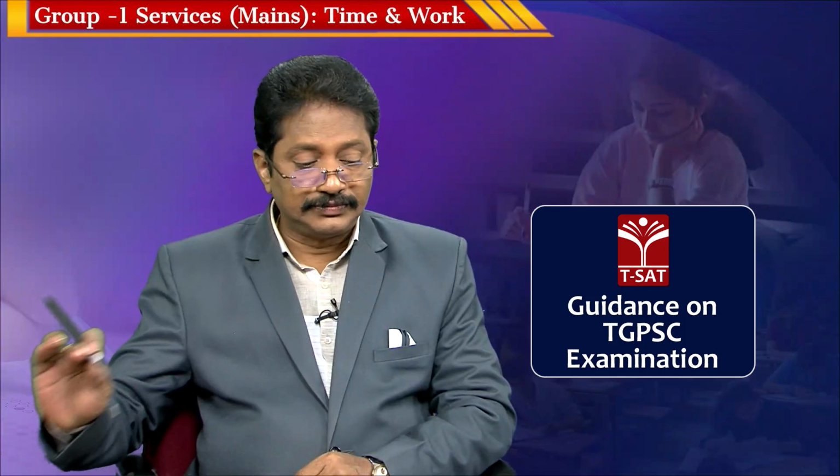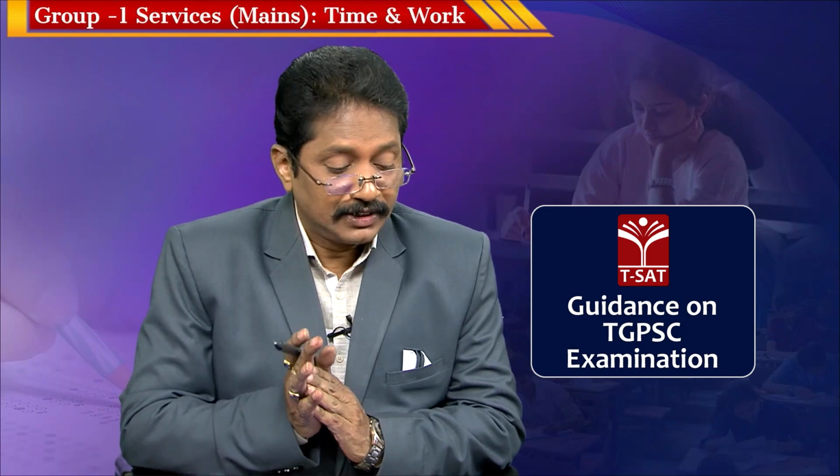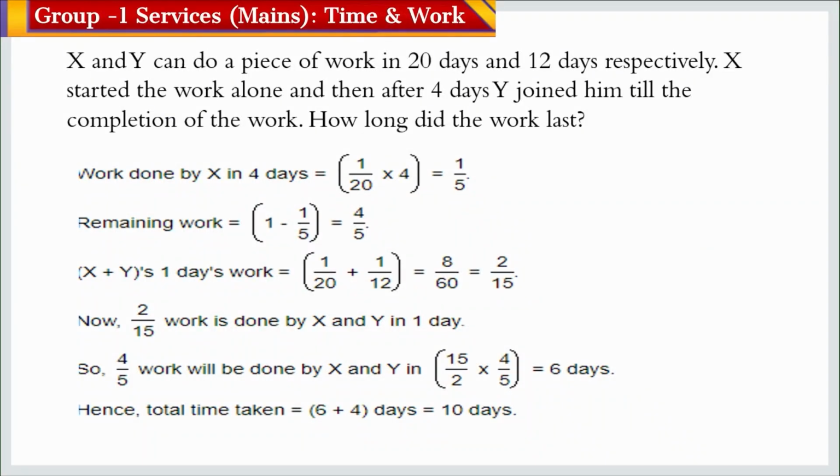Now, see one more question here. X and Y can do a piece of work in 20 days and 12 days respectively. So, X's work in 1 day is 1 by 20 and Y's work is 1 by 12. X started the work alone, then after 4 days Y joined him to complete the work. How long does the work last?